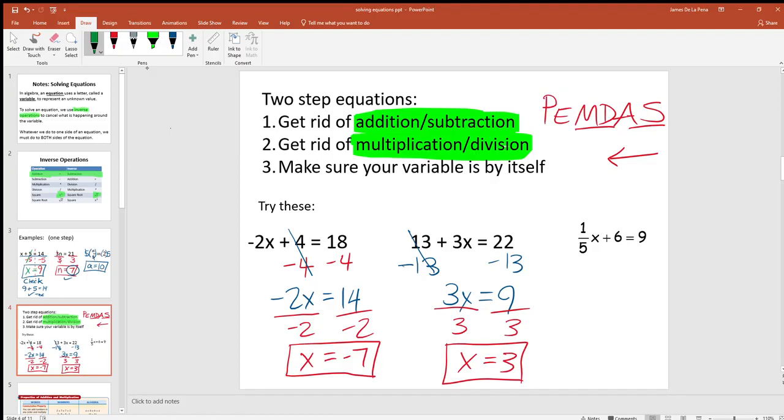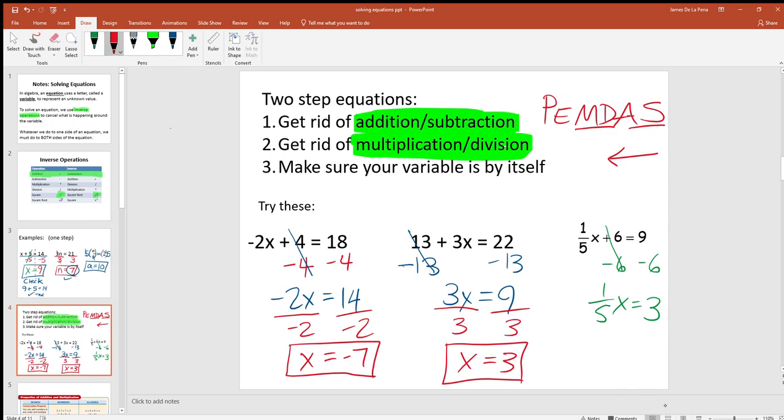Either way, you want to get rid of this plus 6 first. So you want to cancel it out by doing minus 6 on both sides. It cancels this out here, so we're left with 1/5 x. And then on the right you have 9 minus 6, which gives you positive 3.